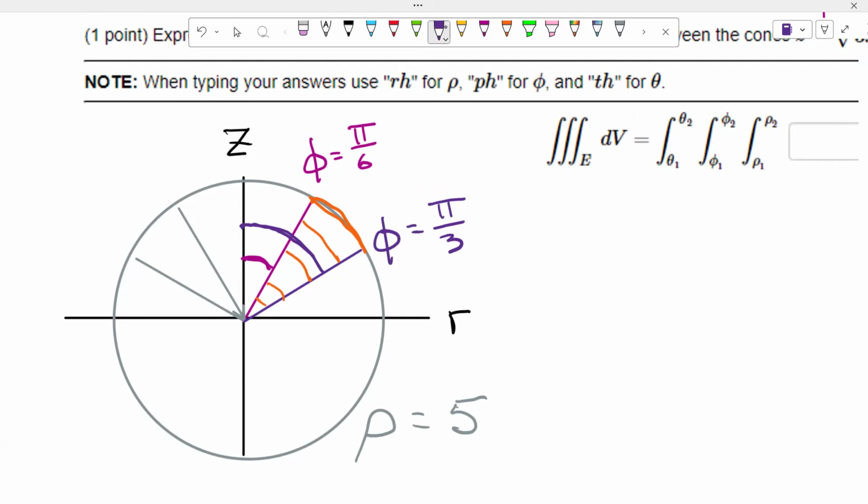Keep in mind a couple of other fancy things. Straight up is phi equals 0. This is still the z-axis. And straight to the right is phi equals pi over 2. All right, so just from the way that we define our angle phi in that 3D coordinate system.